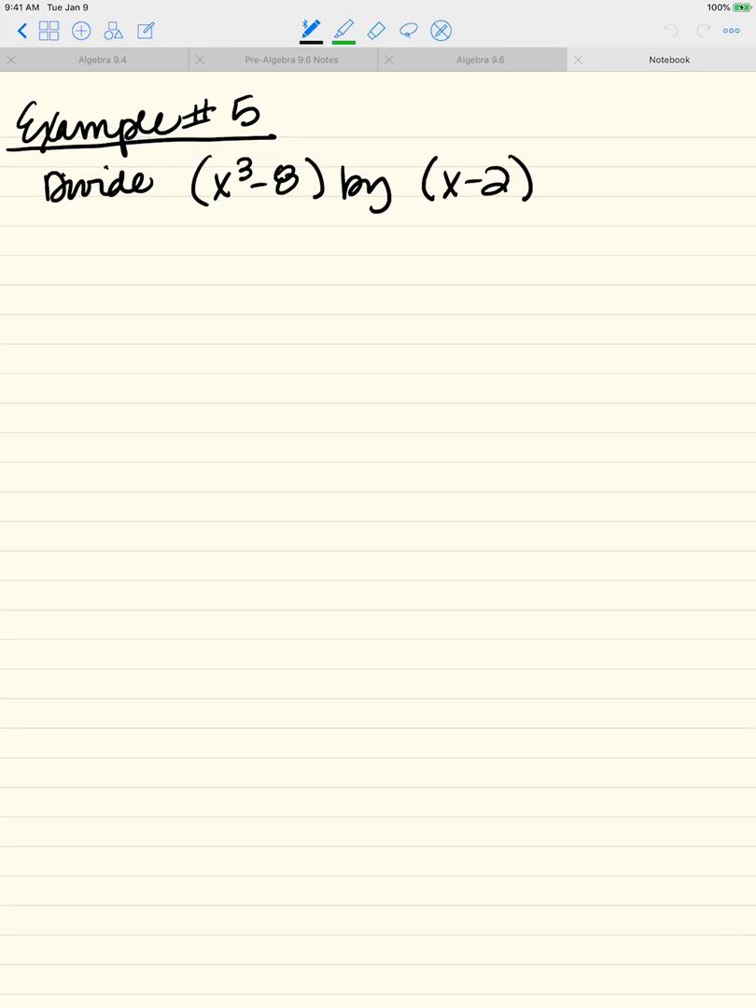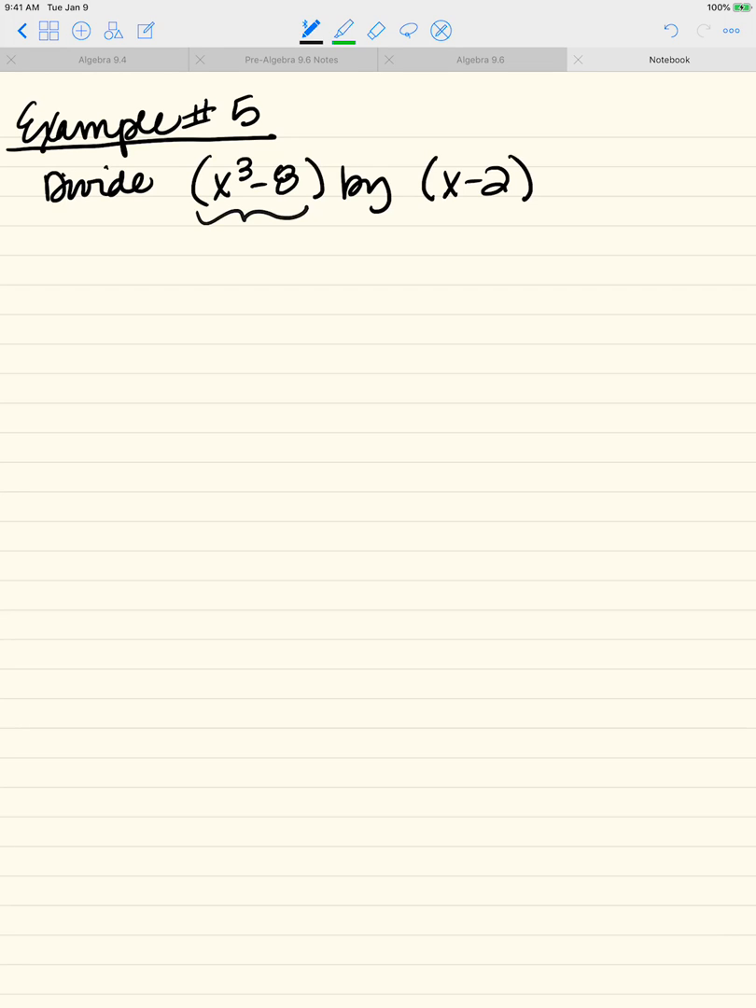Okay. Last one, example number 5. Divide x cubed minus 8 by x minus 2. What do you think might be missing here? Okay, we need to have all of the possible degrees of the terms represented in our polynomial. All right, we need to have, if we start with an x squared and then we have an 8, which remember is like negative 8 times x to the 0, right?